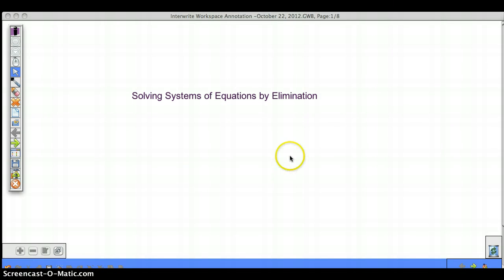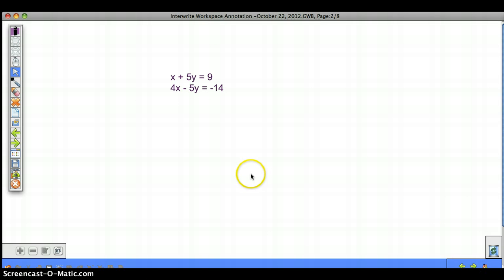We have already solved systems of equations by graphing and by substitution. Today we are going to solve systems of equations by elimination. Now, just like substitution reflected its name, substituting, elimination is going to do the same thing. We are actually going to eliminate a variable.